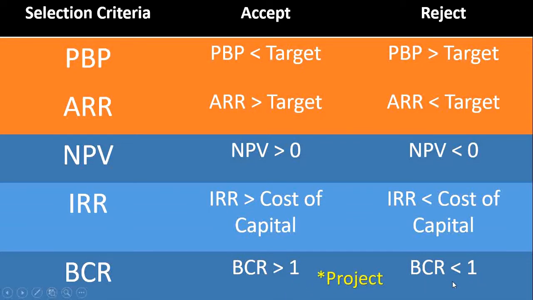Now let me give you the answer to my first question: why the first two criteria are in orange background and the rest three are in blue background. The reason is that the first two criteria are called non-discounting criteria, and that's the biggest limitation of these first two criteria. On the other hand, the last three criteria are called discounting criteria, and that's why these three are more credible and more dependable.